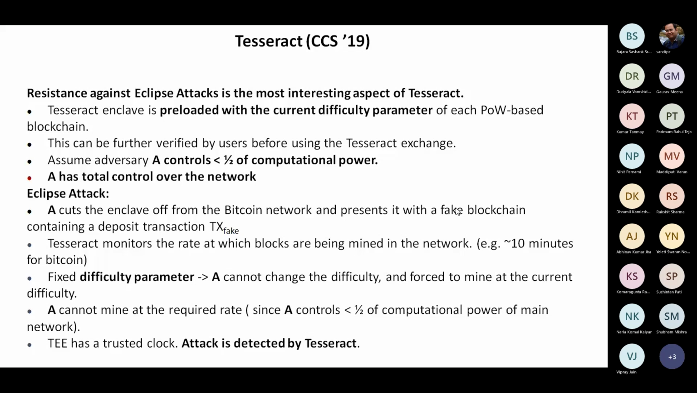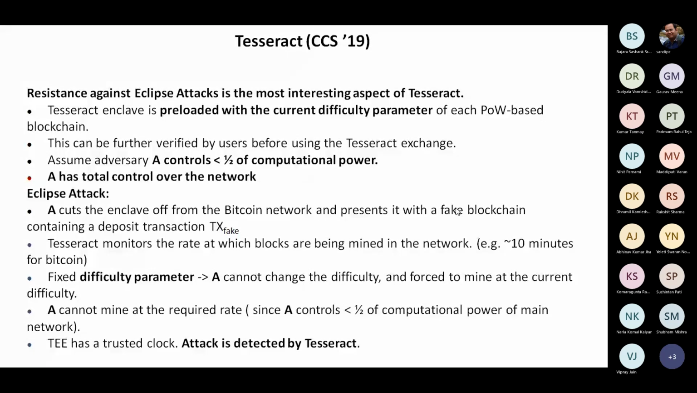So based on this, the Tesseract node will know that it is being subjected to an Eclipse attack, because it will find that it is not getting incoming blocks generated at the full rate of an average of 10 minutes per block. And how does it do it? It has a trusted clock. As I said, it is trusted hardware with a trusted clock.